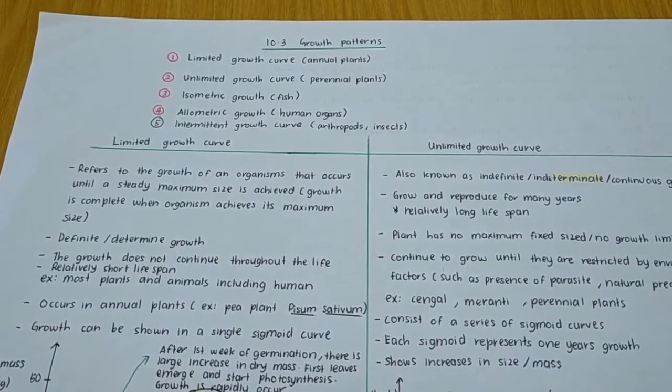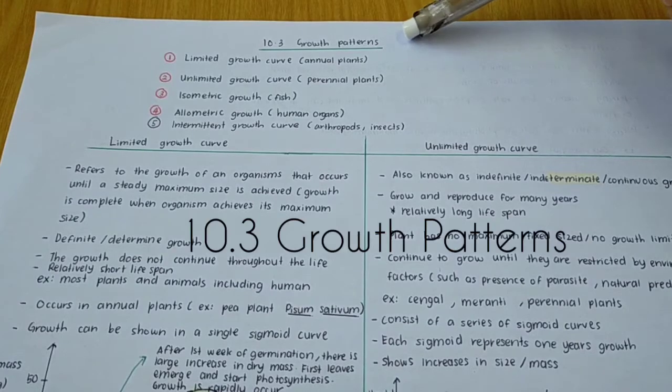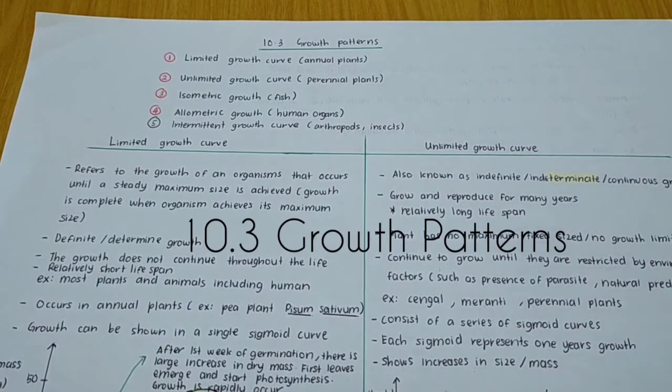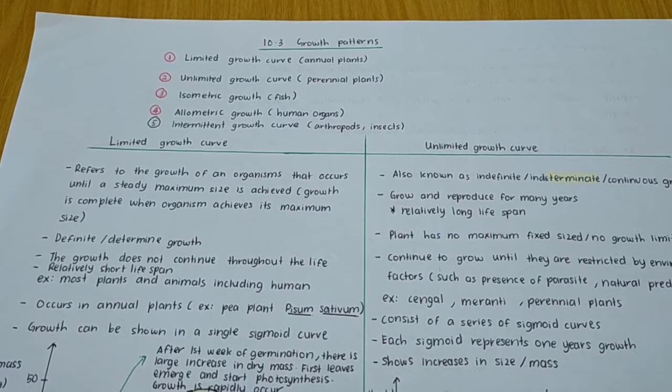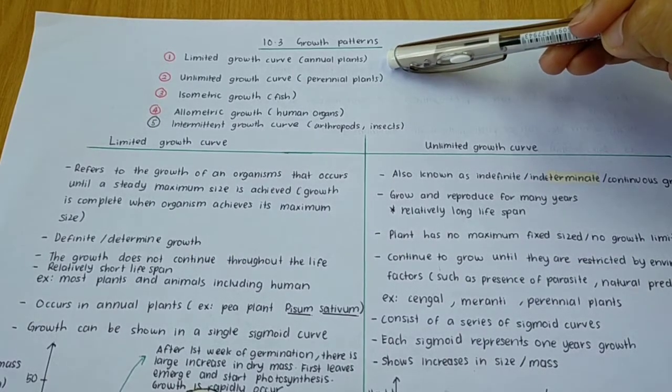Okay, so now we look at the last subtopic in chapter growth, which is subtopic 10.3, growth pattern. For growth pattern, there are 5 growth patterns that you have to know. The first one is called limited growth curve that occurs in annual plant.